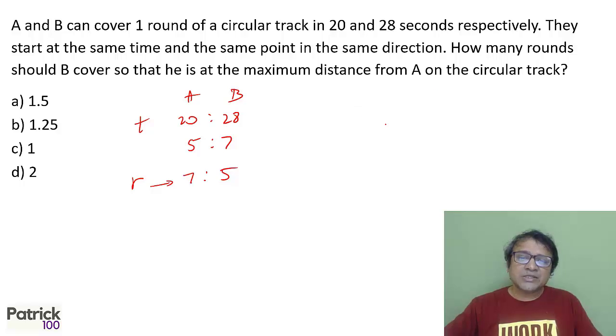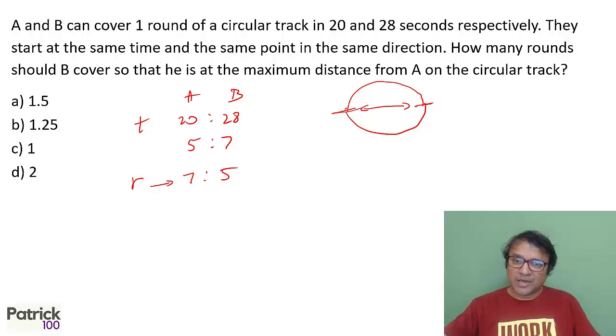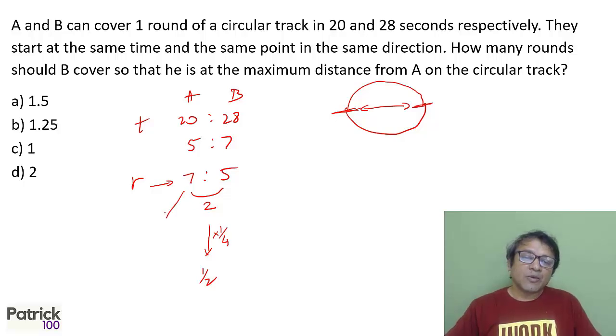Now, to be at a maximum distance from each other, one should cover half a round more than the other. If you're on a circular track and want maximum distance from each other, one should be half a track ahead of the other, or diametrically opposite. Right now, the difference between the number of rounds covered is 2. To make the difference half, you would multiply by 1 by 4. So if A covers 1.75 rounds and B covers 1.25 rounds, they'll be diametrically opposite each other for the first time.